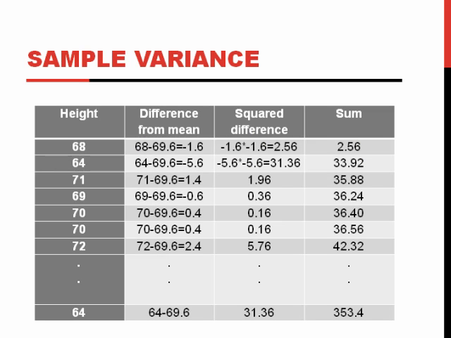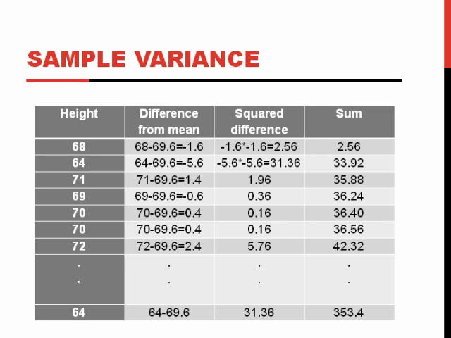For each individual, I say, okay, this individual's height is 68 inches. The mean is 69.6, so I subtract the mean from their height, which gives me negative 1.6. This person was 64 inches, minus the mean of 69.6, so their difference is negative 5.6. I calculate all the differences, and then I square them. The reason we square them is because you can show mathematically that if you add up all these differences, they'll always sum to 0. So we square them to make them all positive. Since they're all positive, they're now going to add up to something positive. We add these all together, and we get 353.4.